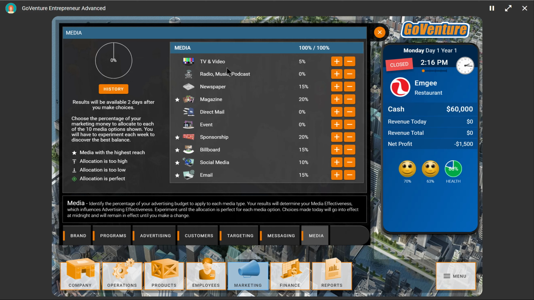And here we have 10 media options. So once we have identified the consumers we want to target, we've crafted our messages to attract those consumers. Now we have to decide, well, how do we get this message in front of those consumers? And we do that through various media options, like you see here, whether it's TV and video or podcasts or radio or direct mail. And so we have to decide, of the money we're spending on advertising, how much are we going to put in each of the media?